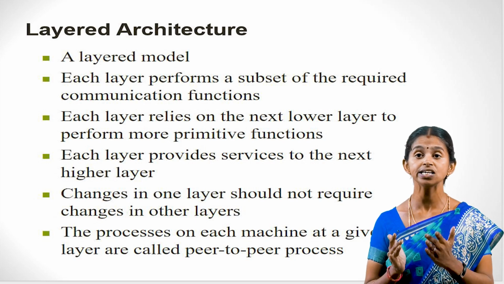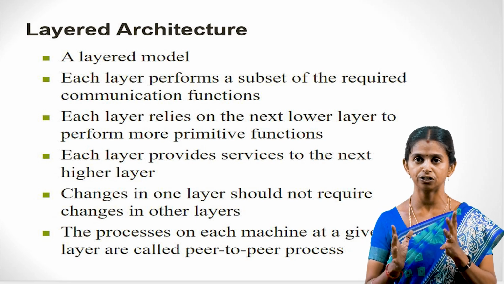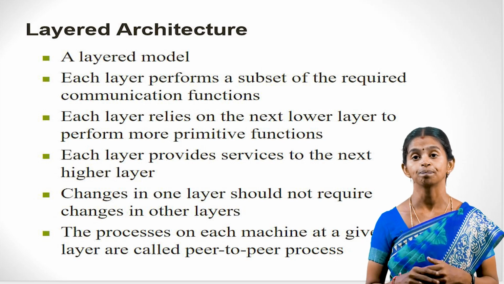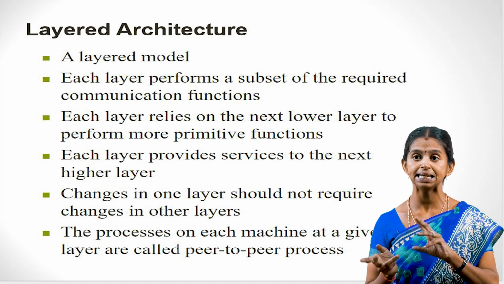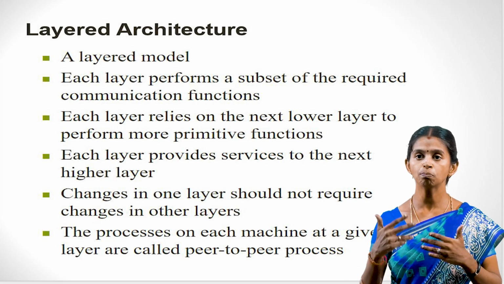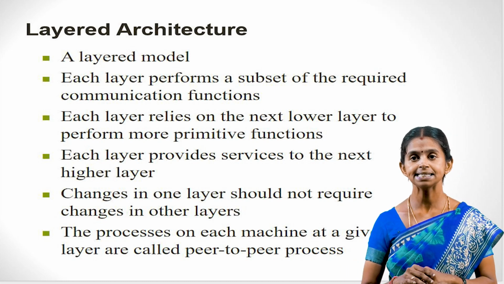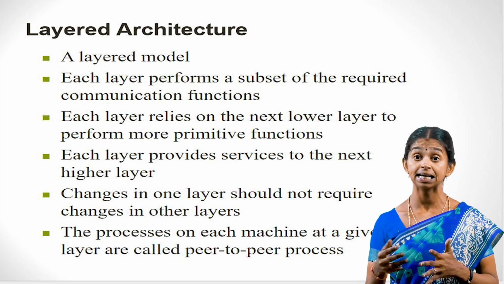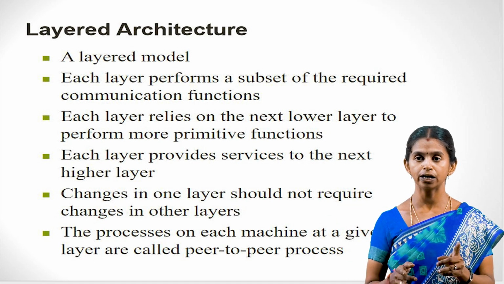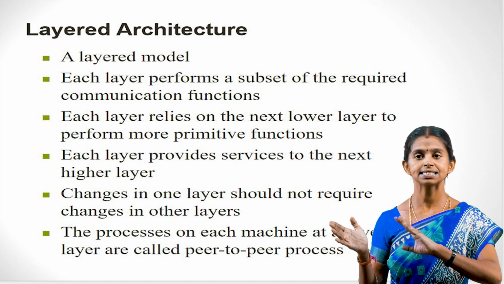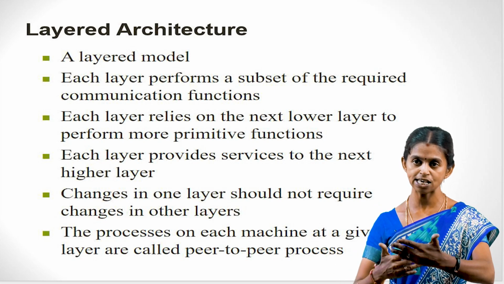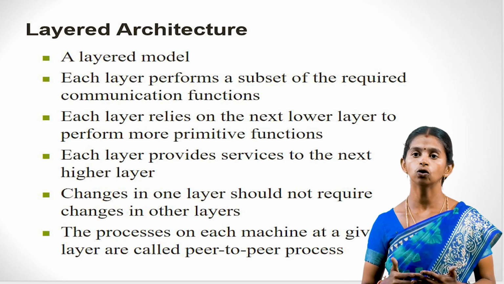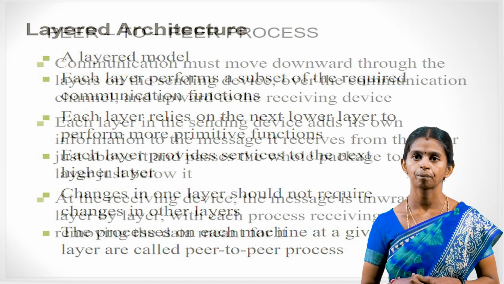In this model, each layer performs a subset of the required communication functions. Each layer relies on the next lower layer to perform more primitive functions. Each layer provides service to the next higher layer. Changes in one layer should not require changes in the other layers. The processes on each machine at a given layer are called peer-to-peer processes.